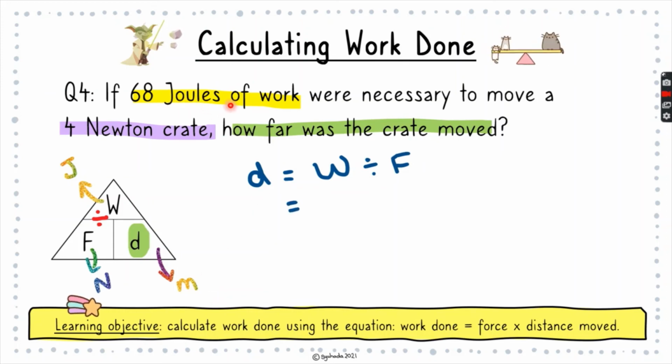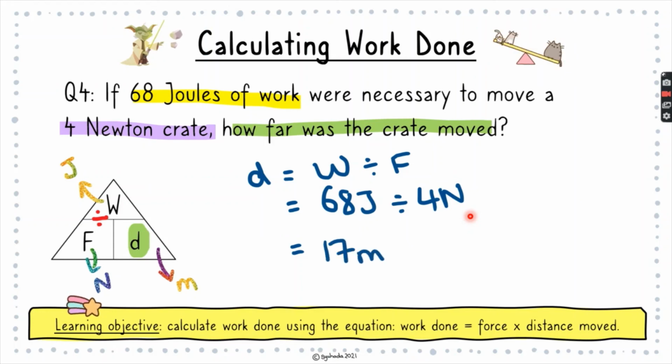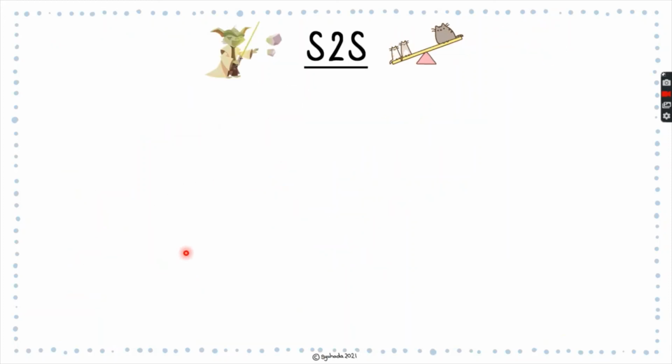And over here, work done is 68 joules, so we don't need to convert anything there. 68 joules divided by 4 Newton. And just use your calculator, and you're going to get 17 meter, because distance is in meter. And that is how we can use this triangle and the formula to calculate work done, but also force and distance that is involved in it.